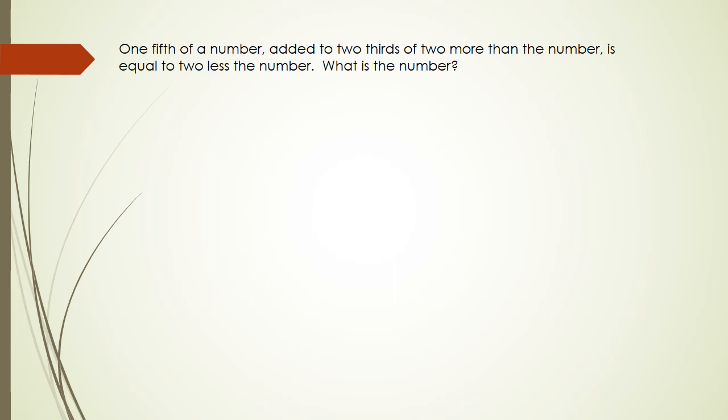Great. So what I'm going to do is write this down here. The unknown number, I'm going to write it as x. So the first component is 1/5 of a number, which is 1/5 of x. Then it says it's added to 2/3 of 2 more than the number. So that means I've got the number, which is x, plus 2 more. And then it's equal to 2 less than the number, which could be written as x minus 2.